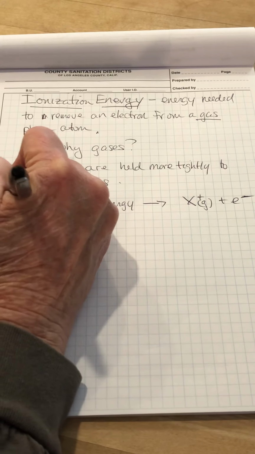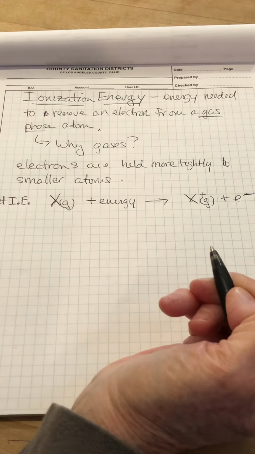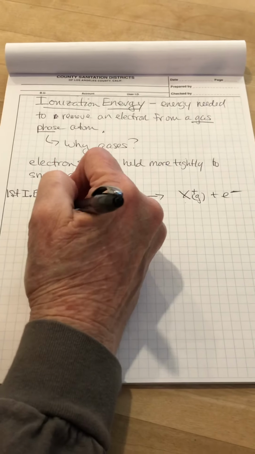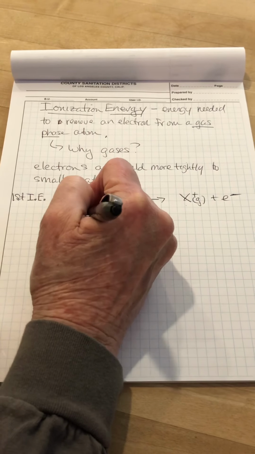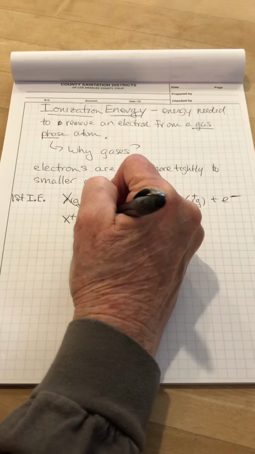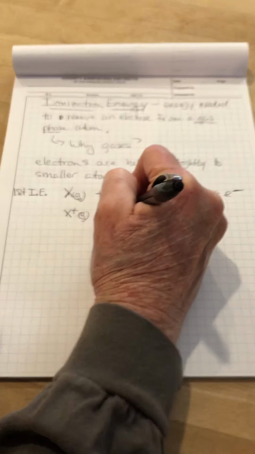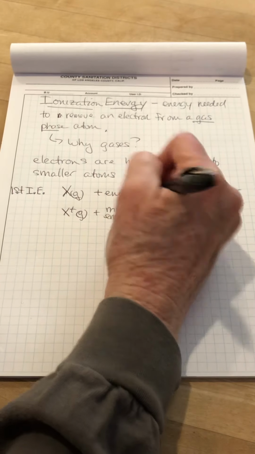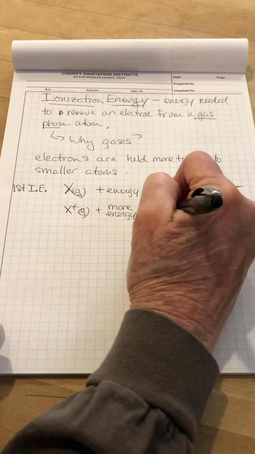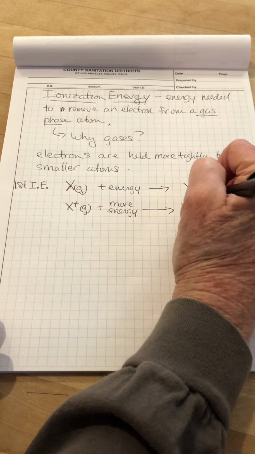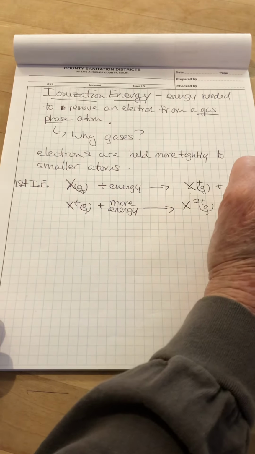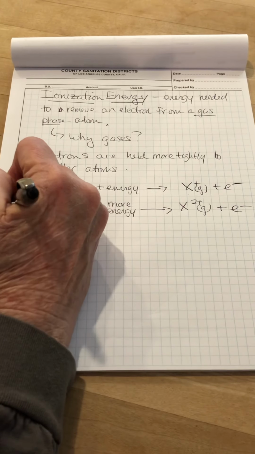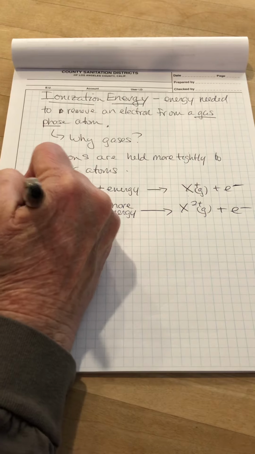I don't have room to write ionization energy in here, so I'm just going to write IE, ionization energy. Take this X plus 1 cation, still in the gas phase. If you add more energy than you added the first time, more energy on an absolute scale, you're going to get an X plus 2 cation in the gas phase and another free electron. That's called the second ionization energy.